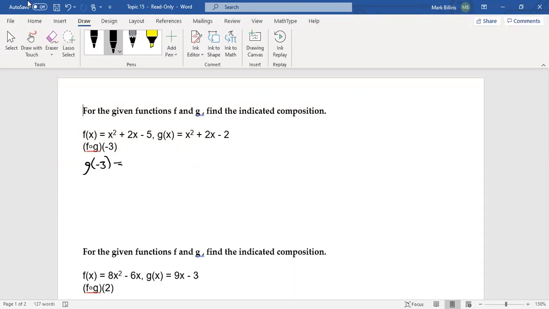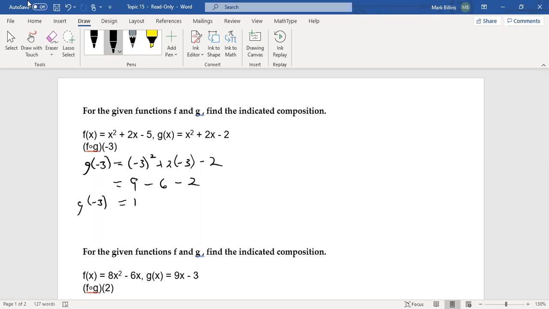So this becomes, now use parentheses, negative 3 squared plus 2 times negative 3 minus 2. If you're using a calculator, make sure you always put the negatives inside parentheses when you're raising it to a power. So here we have negative 3 squared, which is positive 9. 2 times negative 3 is negative 6 minus 2. So 9 minus 6 is 3, minus 2 is 1. So g of negative 3 equals 1.